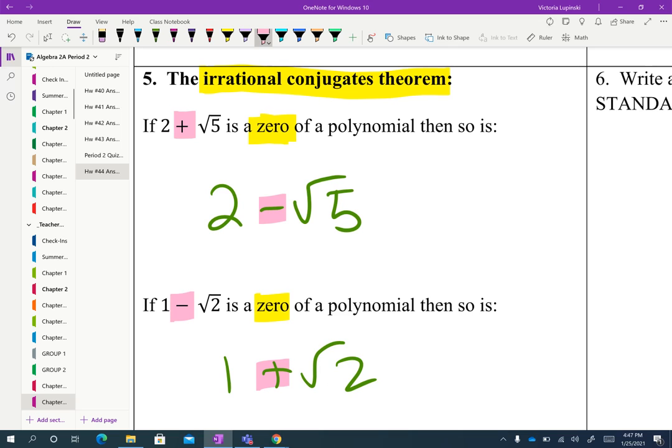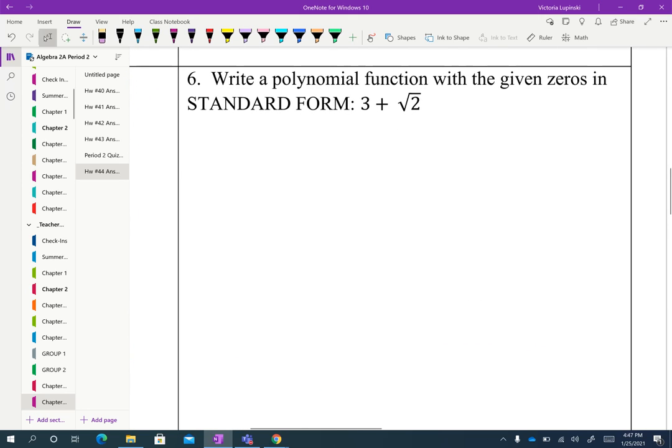It has to be the same front, it has to be the same back, but it's always going to be the opposite middle. So how do I then take that and write some equations? Write a polynomial function with the given zeros in standard form. And just to be clear, that 3 plus radical 2, that is 1 whole 0. So automatically, I know that 3 minus radical 2 has to also be a solution. Why? Because they always have to come in pairs.